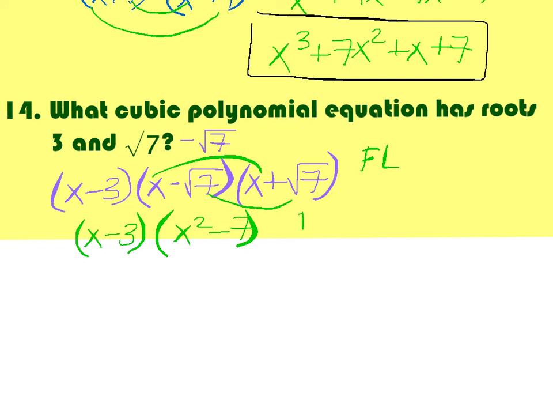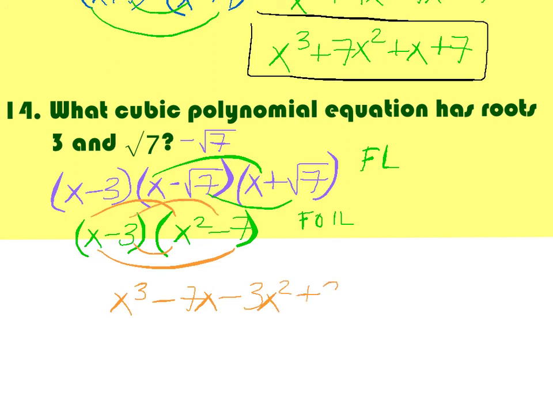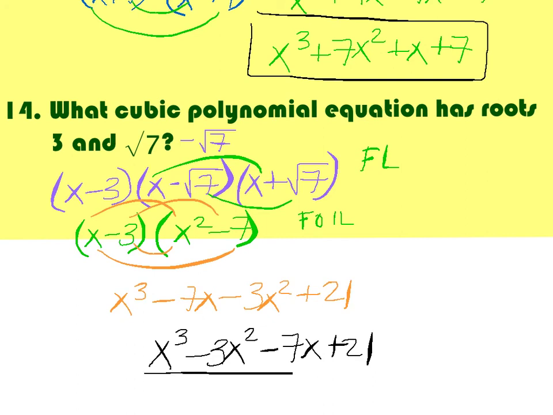Now I just have to do FOIL. First times first, x cubed. Outside terms, minus 7x. Inside terms, minus 3x squared. And last terms, plus 21. For my final answer, I'm just going to make sure it's in standard form. So I have x cubed minus 3x squared minus 7x plus 21. And here's the final answer.